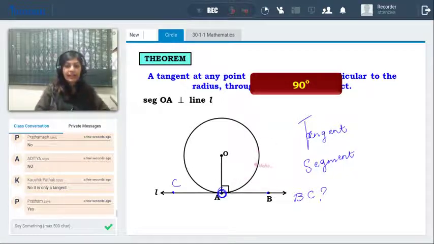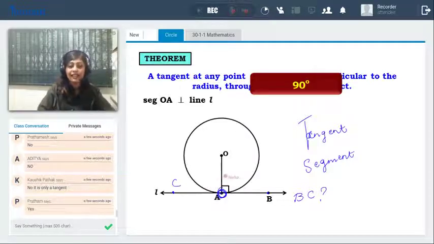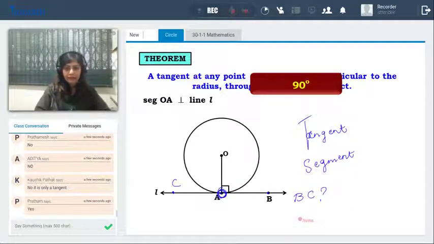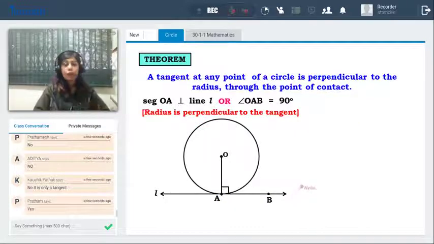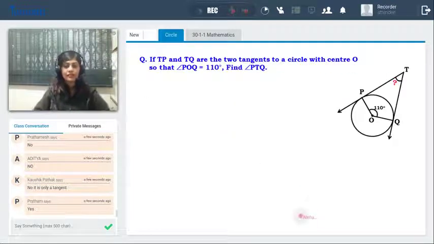All right, so in this theorem, we have seen radius OA is always perpendicular to the tangent line, which is line L. You can also call it BC, or you can also say OA is perpendicular to AB out here. All right, we move ahead. Now, whenever you use this concept in your problems, you need to write this statement: radius is perpendicular to the tangent. This statement needs to be written. All right, now quickly let's move to the sums.